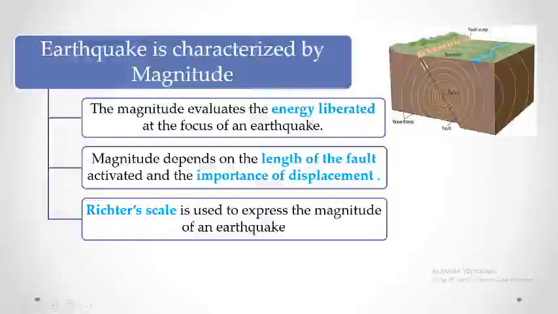So how can the magnitude vary between 2 different earthquakes? Why do some earthquakes have low magnitude and other earthquakes have high or higher magnitudes? The magnitude depends on the fault length, the length of the fault. This is the first variable, and it depends also on the importance of displacement, whether we have a simple slight displacement or a significant displacement. So these two variables affect the amount of energy and thus the magnitude of the earthquake.